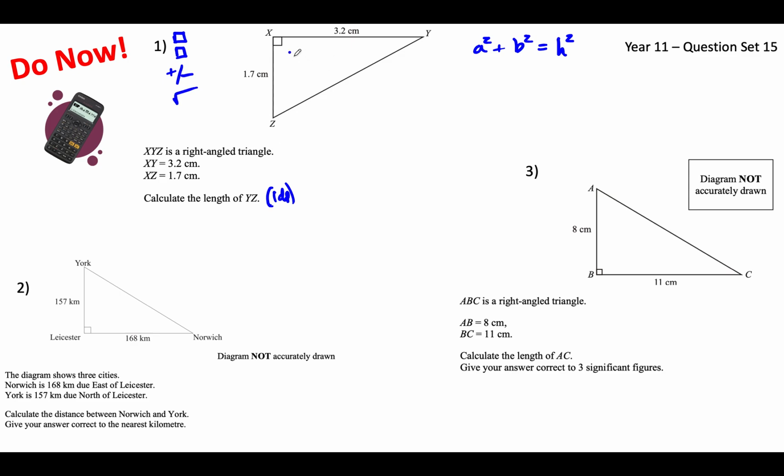Now this time, I'm trying to find a long side, so I'm trying to make a big thing, so I add. So I square one of the short sides, I square the other one, and I add them to see what I've got there. 1.7 squared plus 3.2 squared is 13.13. And then the side that I want will be the square root of it.